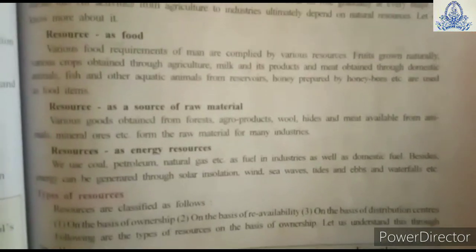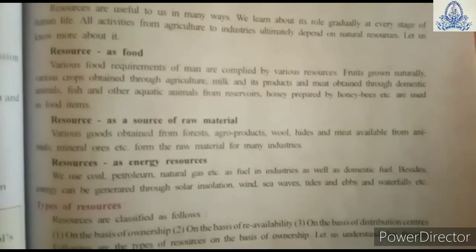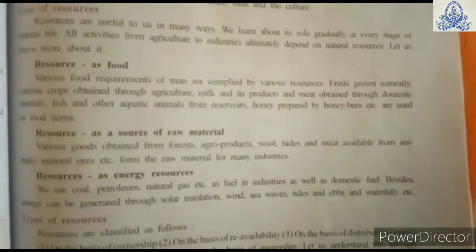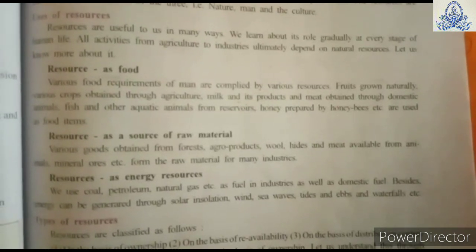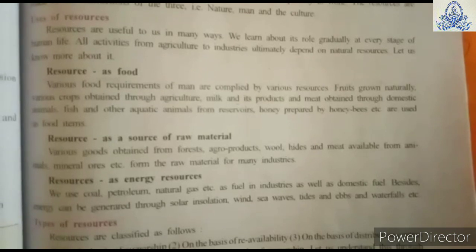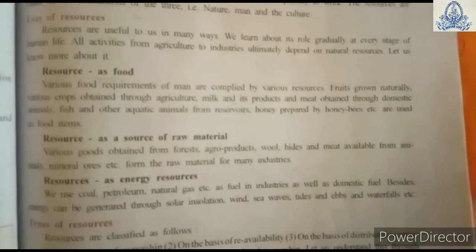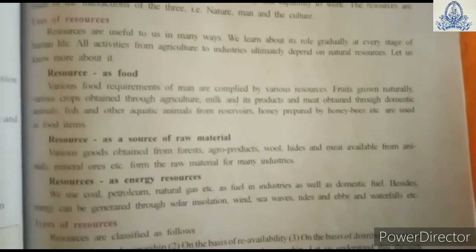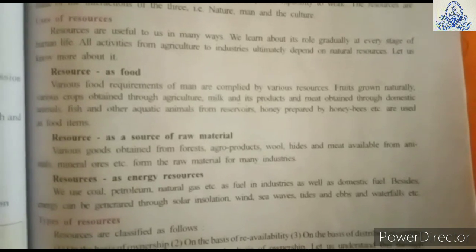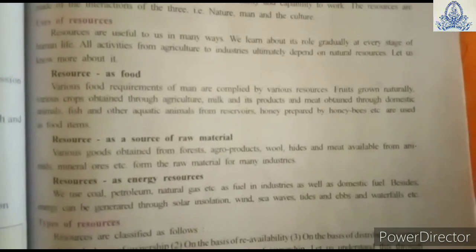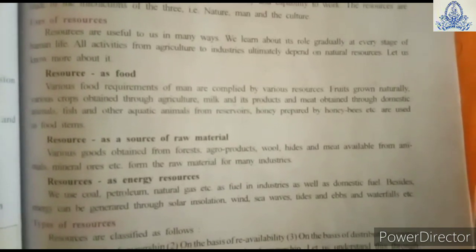Now resources as energy. We use coal, petroleum, natural gas, etc. as fuel in industries. Okay, so this also serves as energy. For example, we get solar energy, we get energy from the wind, we get energy from the sea waves and tides. So these are resources which are used as energy resources. So resources are useful in three different ways, that is as food, as a source of raw material, and third as energy resources.